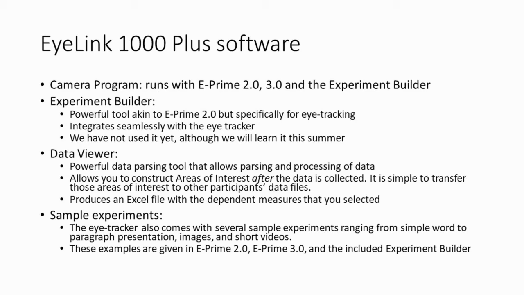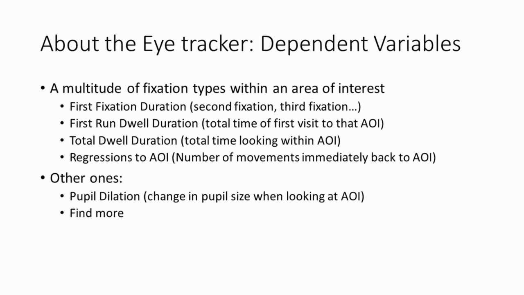It did come with sample experiments that give you the same thing in E-Prime 2, E-Prime 3.0, and the Experiment Builder. So you can do like we did, and what the manual suggests is just put your experiment into one of their samples, and it works pretty well. And again, this Data Viewer allows you to construct areas of interest after the data is collected. So even if you change your mind on what AOIs you want, you can change it then. It's very handy.